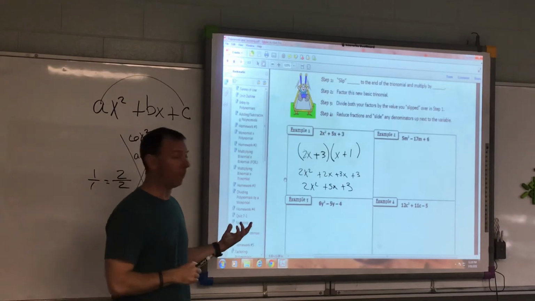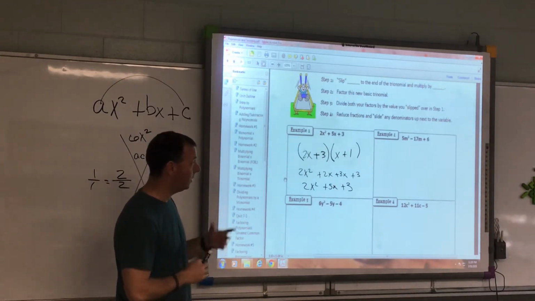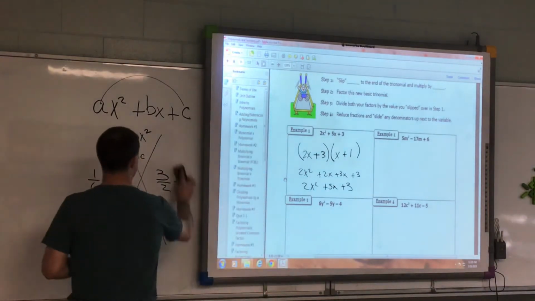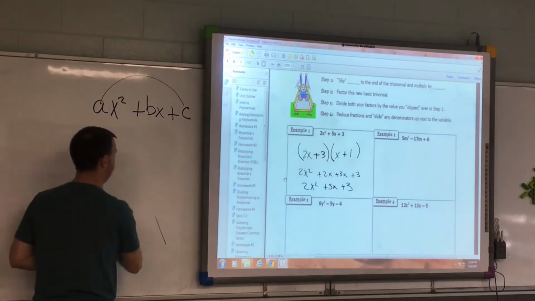I'm going to do another one like that. So if we have 5m squared minus 17m plus 6, I'm going to start over here with my X, so let me erase the whole thing.